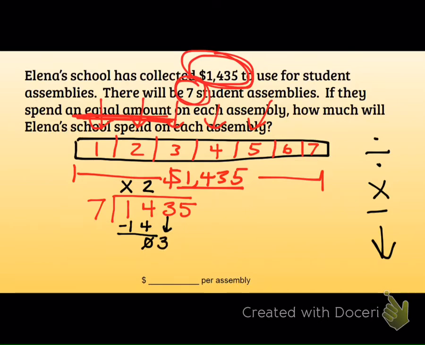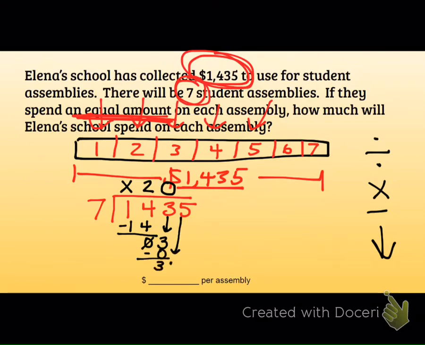Bring the 3 down. Uh-oh, this is weird. How many times does 7 go into 3? Well, 7 doesn't go into 3, not even once. So it must be a 0. So this is what we're talking about, a 0 in our quotient. 7 times 0 is 0. We subtract. I'm running out of room here, aren't I?